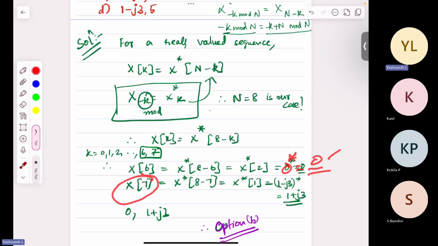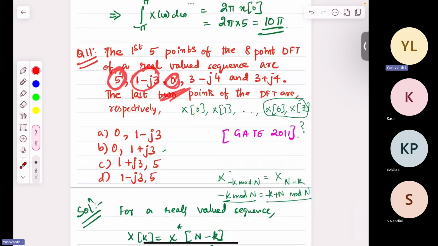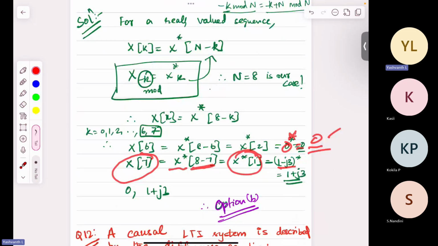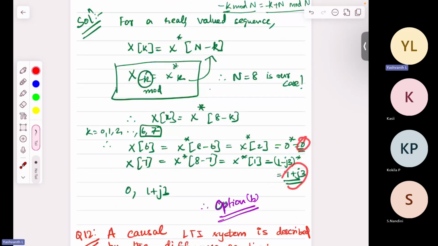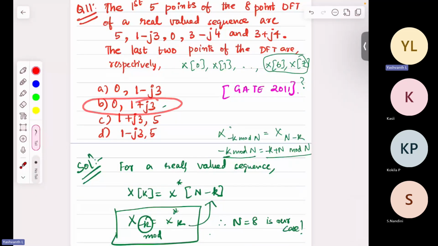Similarly, X of 7 is nothing but X conjugate of 8 minus 7, which is X conjugate of 1. The first point is X of 0, second point is 1 minus j3. That means conjugate of 1 minus j3 is nothing but 1 plus j3. Therefore, the last 2 points are 0 and 1 plus j3. See, this option B matches. This is the question from 2011 GATE exam. Is the solution clear? Okay, very good.